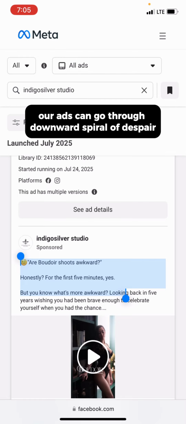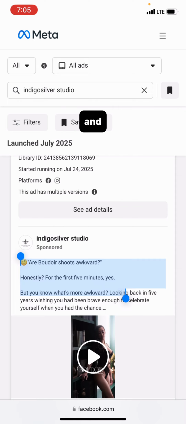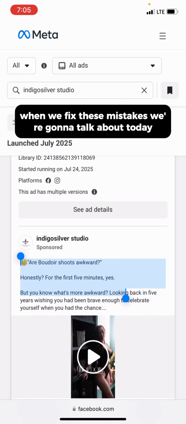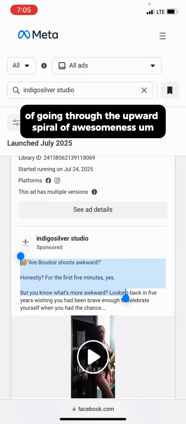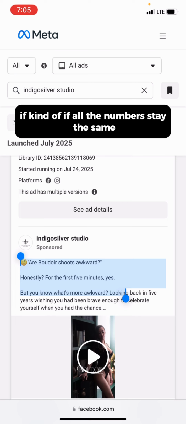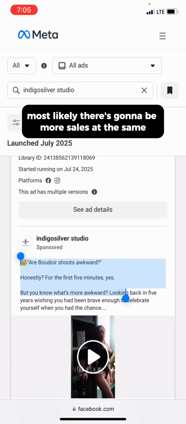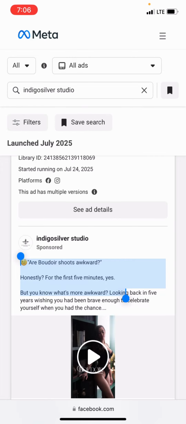And these are the only two options our ads can go through: downward spiral of despair or upward spiral of awesomeness. And when we fix these mistakes we're going to talk about today, we've got a much higher chance of going through the upward spiral of awesomeness. And if all the numbers stay the same, where it's 2 to 4x more women coming through for the same ad spend, clicking through, engaging with the ads, most likely there's going to be more sales at the same ad spend.